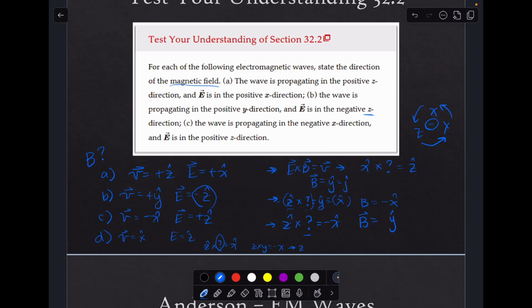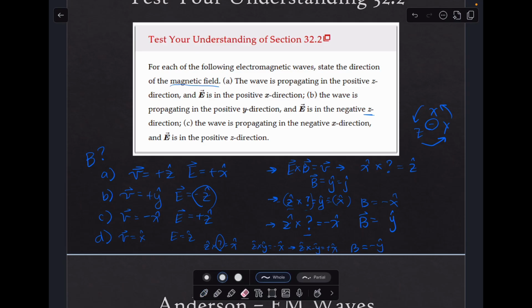So that means if that is true, then this is true. Oops, X, right? My hats. So then B in this case for part D would be negative Y, okay? It's the same kind of stuff we did in the previous chapter for the right-hand rule. This is all right-hand rule stuff. Doesn't matter what the application is, okay?